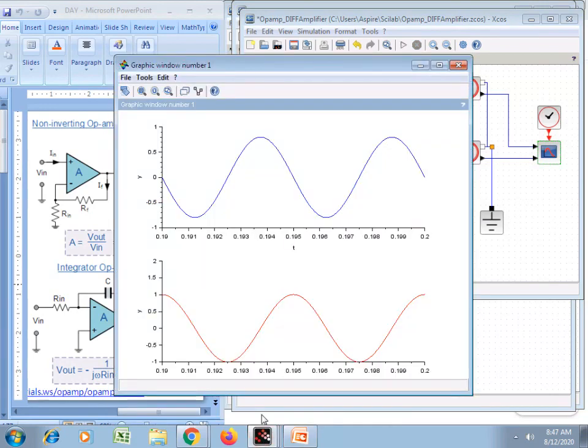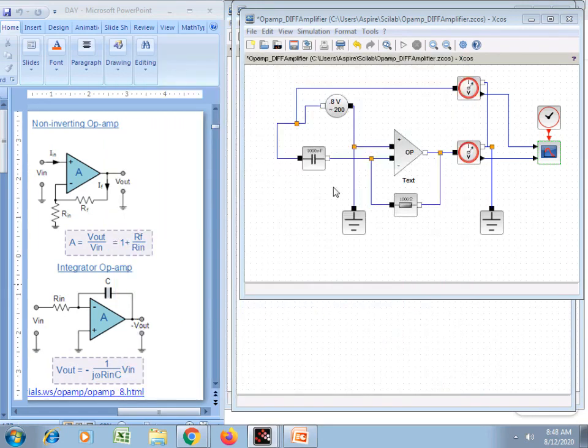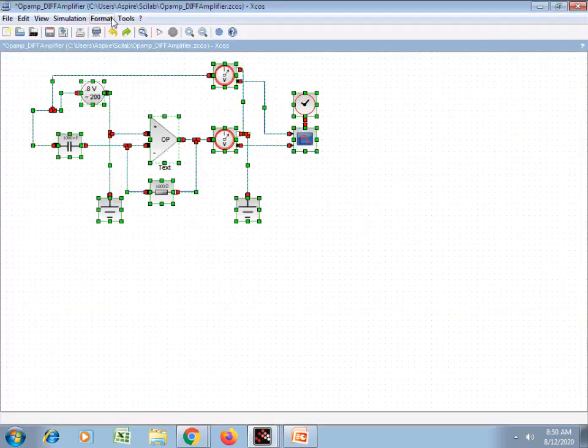This is the graphics window. So here also you can see the input waveform and output waveform, and the output is the differentiation of the input. You can see the input is a sinusoidal signal and the output is a minus cos signal. You can see the variation in the amplitude of the output waveform with the frequency and also with the values of the resistance and capacitors. So in this way we can create different circuits in Xcos and we can simulate those circuits.